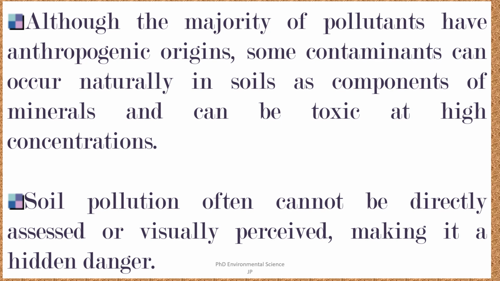Although the majority of pollutants have anthropogenic origins, some contaminants can occur naturally in soils as components of minerals and can be toxic at high concentrations. Certain elements and compounds naturally occur in soil as part of minerals. Examples include heavy metals like arsenic, cadmium, and lead, which can be present in soil due to geological processes or weathering of rock. While these elements may be naturally occurring, they can become pollutants if their concentrations exceed safe levels.